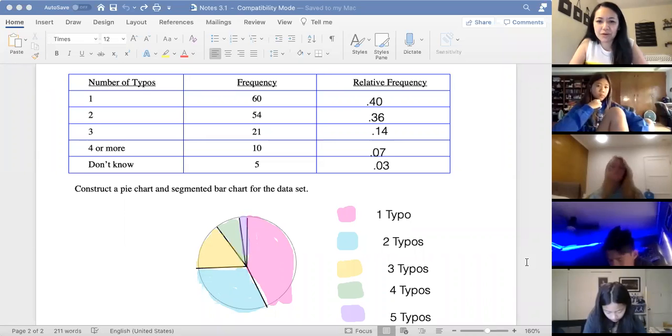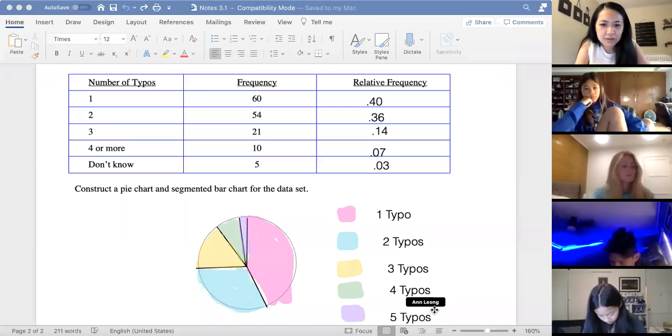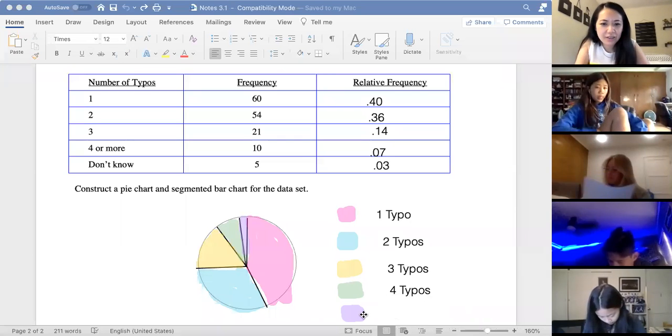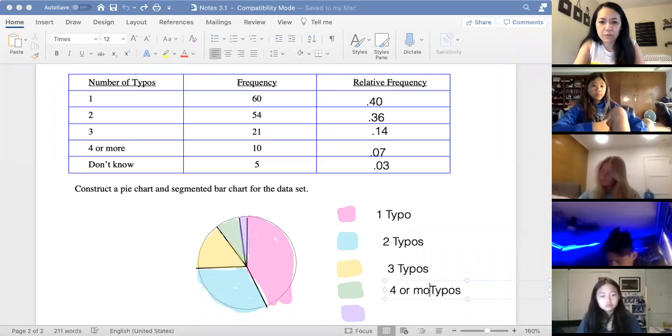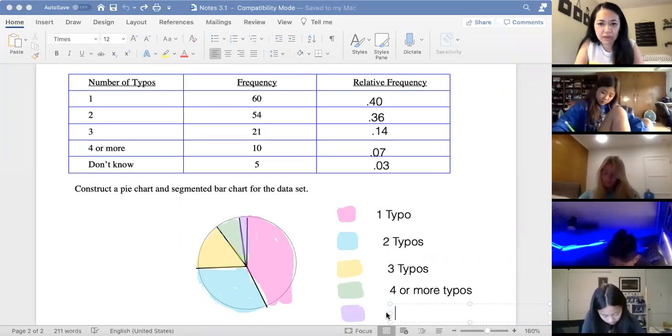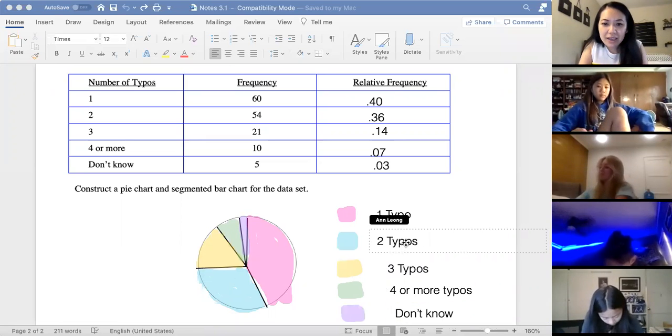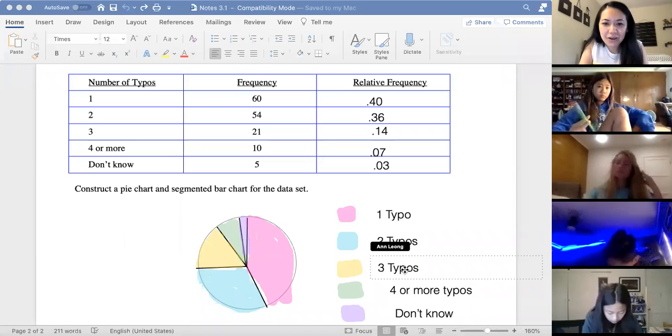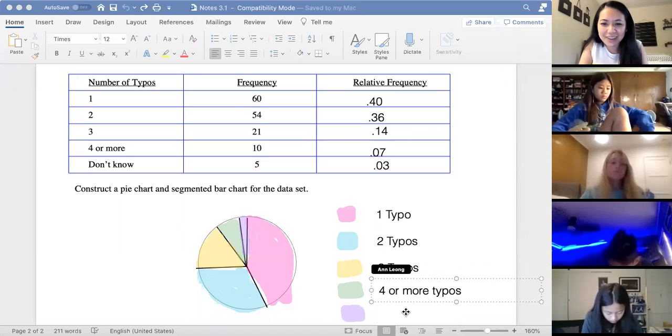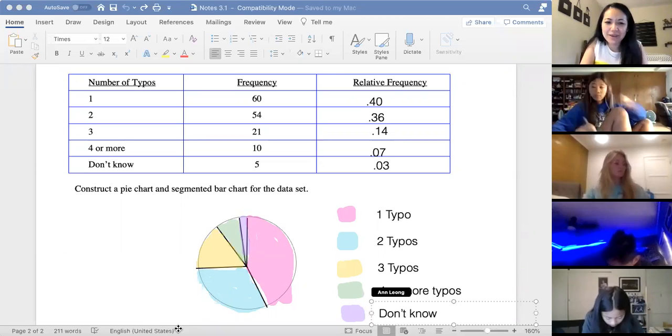Oh, whoops, that shouldn't be 5 typos. Sorry, that should be 4 or more typos. And this should be don't know. So yeah, somebody coming off the street would not know what's happening with this graph. They just know it's about something about typos.